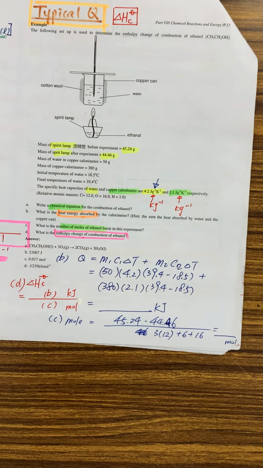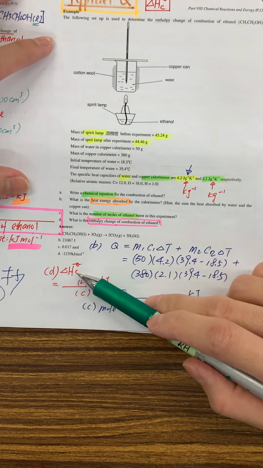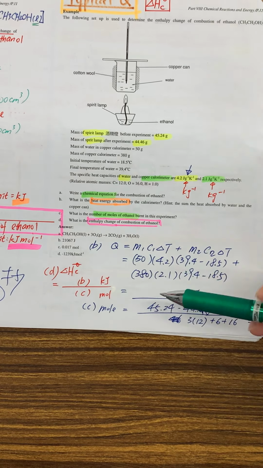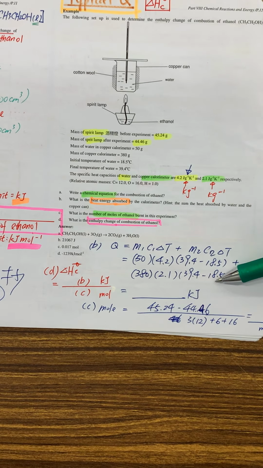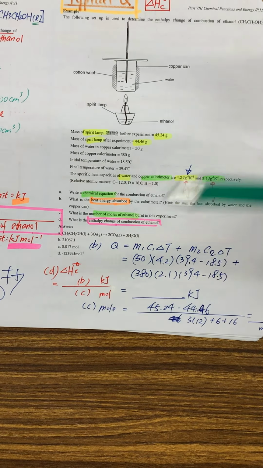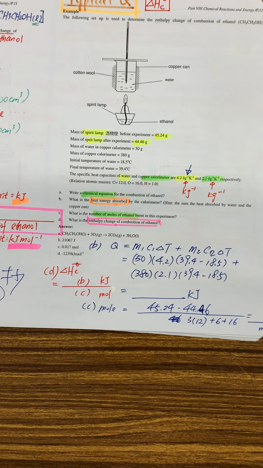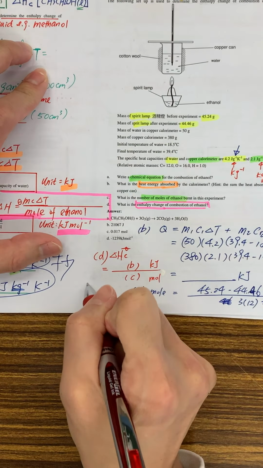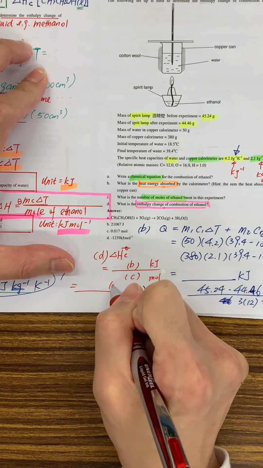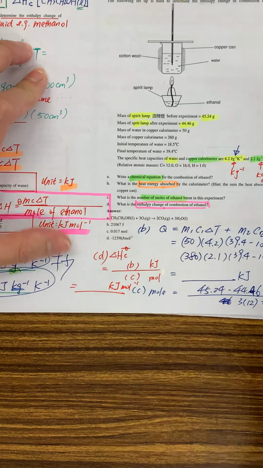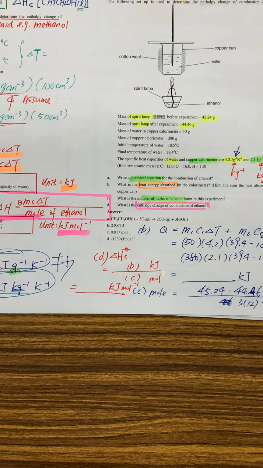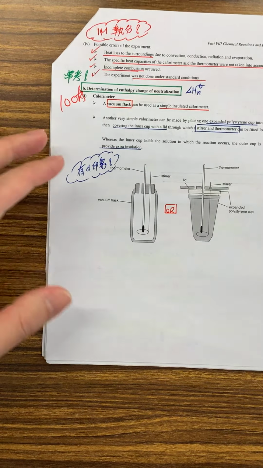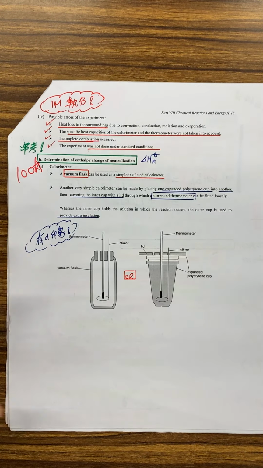So, delta H is part B answer divided by part C, number of moles. That's it. And the unit will be kilojoule per mole. Kilojoule per mole, right here. That's it. Recall what I said for the assumption, it is right here.